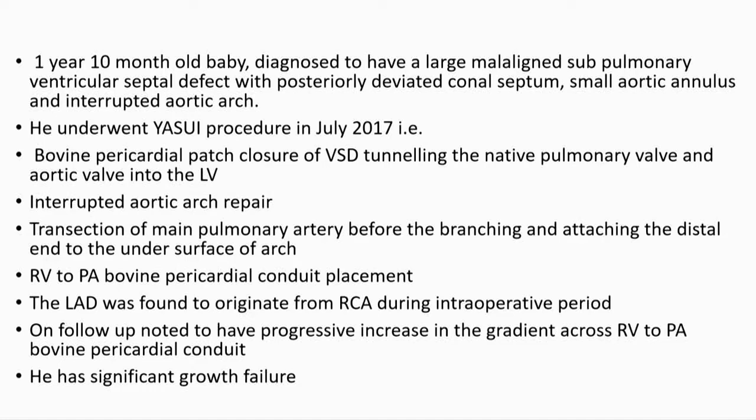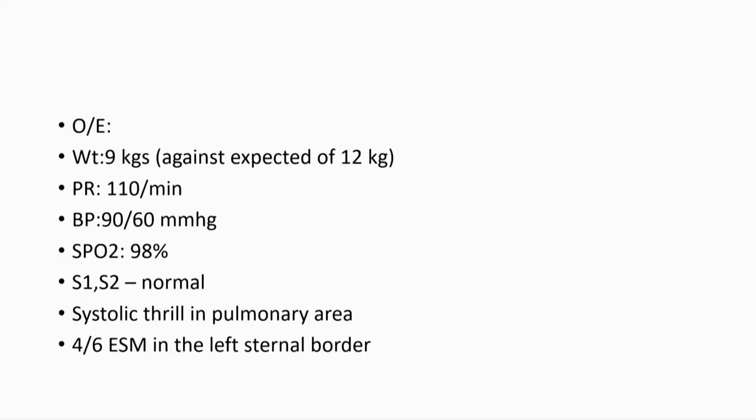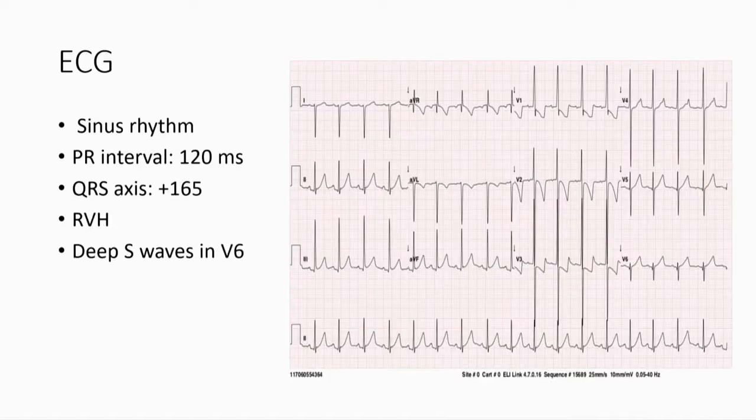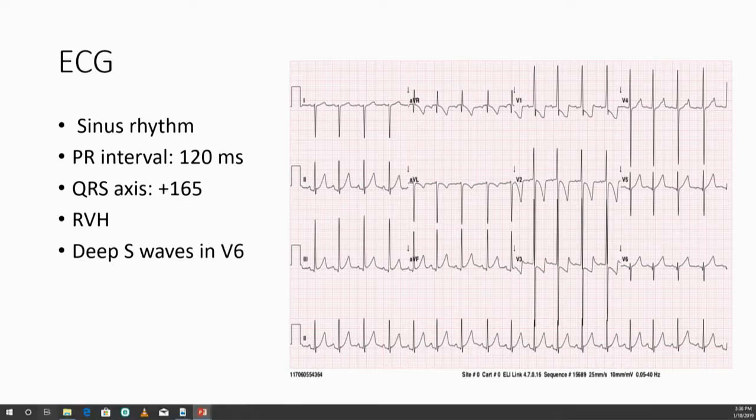On follow-up, noted to have progressive increase in gradient across the RV to PA conduit. He has significant growth failure. On examination, weight is 9 kg as expected against 12 kg. Pulse rate around 110 per minute. BP is 90/60. SpO2 90%. 4/6 ejection systolic murmur on the left sternal border. Chest X-ray shows cardiomegaly, right atrial enlargement, pulmonary oligemia. ECG shows PR interval 120 milliseconds, RVH.